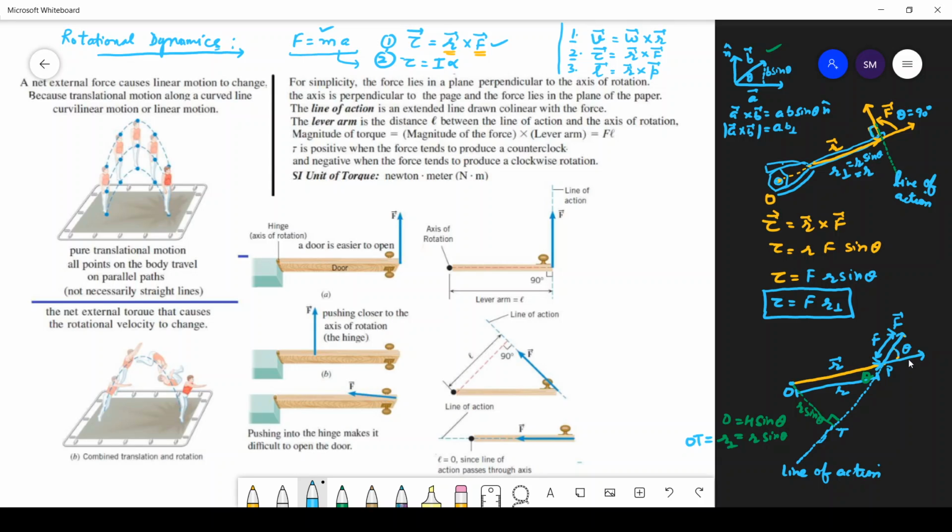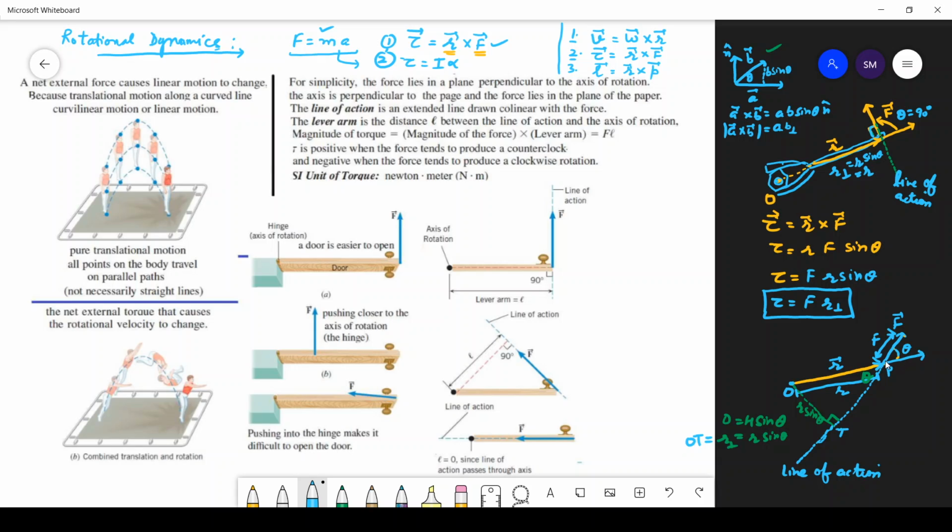Put your fingers on R and curl them towards F. Direction will always be perpendicular. So doesn't matter what your theta is. So that's the key point. So this all direction, V, tau and L, the direction will be perpendicular to the plane of these two vectors forming the cross product.